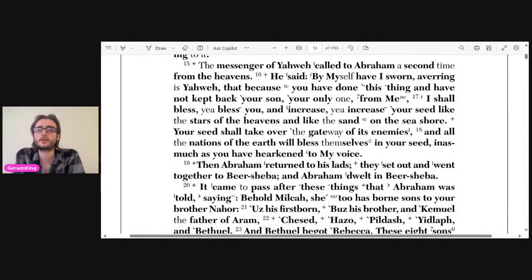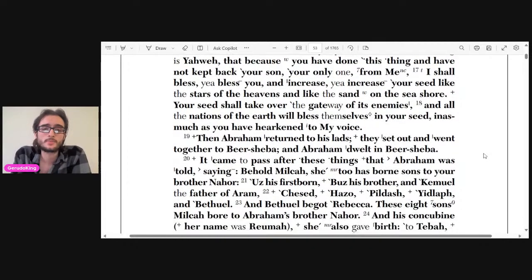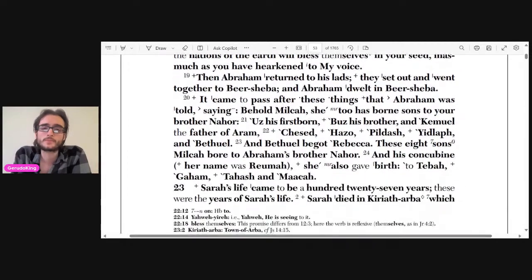The messenger of Yahweh called to Abraham a second time from the heavens. He said, By myself have I sworn, averring as Yahweh, that because you have done this thing and have not kept back your son, your only one, from me, I shall bless you, and increase, increase your seed like the stars of the heavens and like the sand on the seashore. Your seed shall take over the gateway of its enemies, and all the nations of the earth will bless themselves in your seed, inasmuch as you have hearkened to my voice.